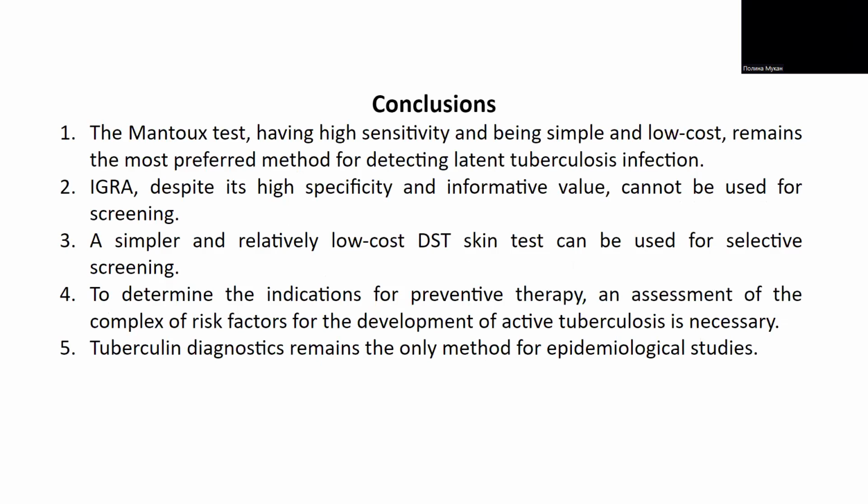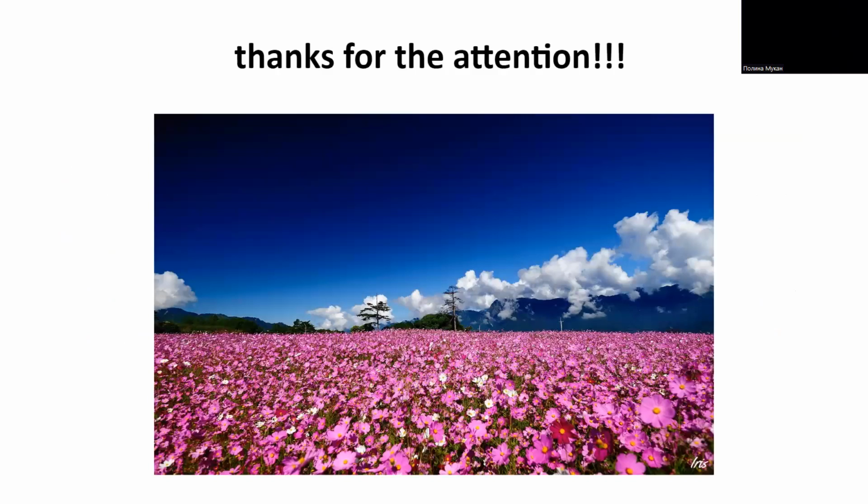Conclusions. The Mantoux test, having high sensitivity and being simple and low cost, remains the most preferred method for detecting latent tuberculosis infection. IGRA, a simple and relatively low-cost skin test, and tuberculin diagnosis remain the only methods for epidemiological studies. Thank you for your attention.